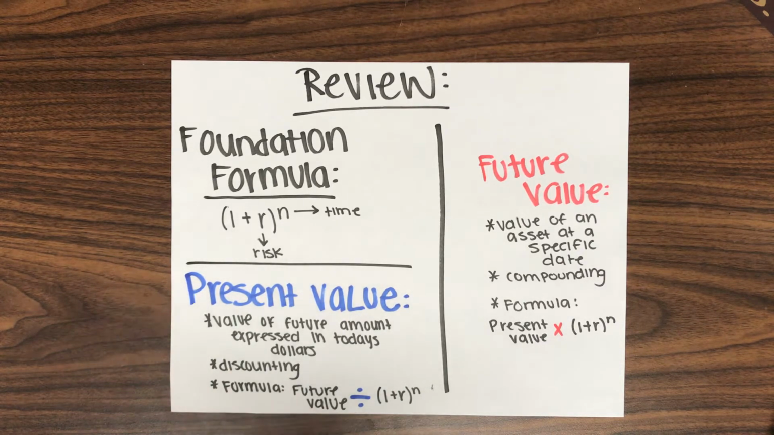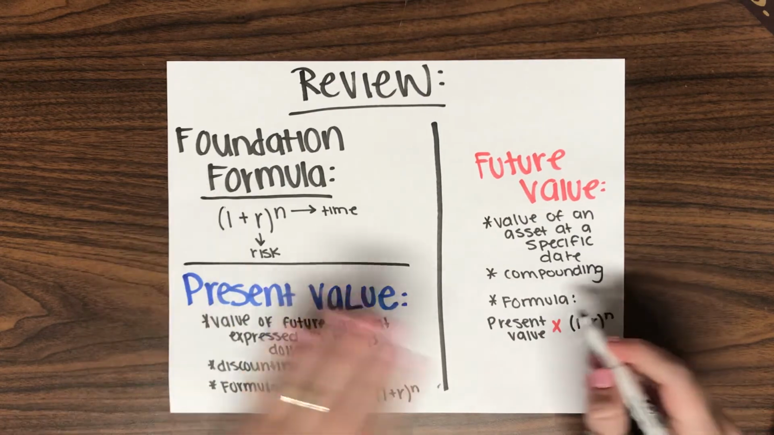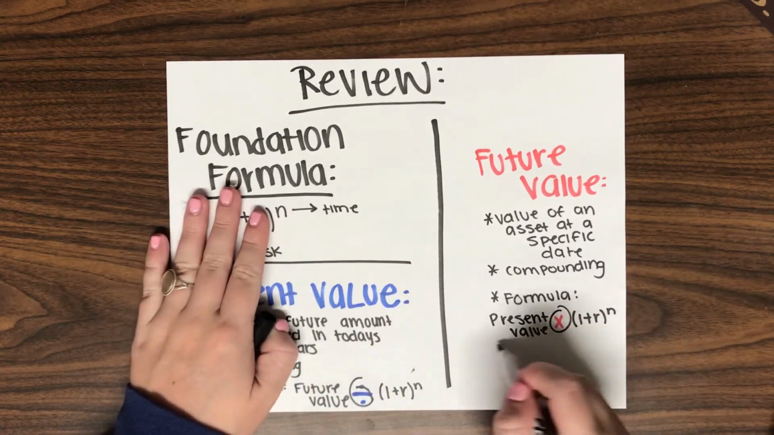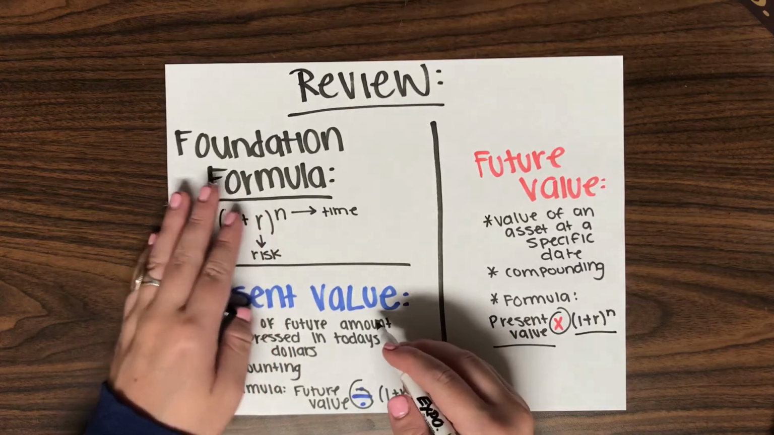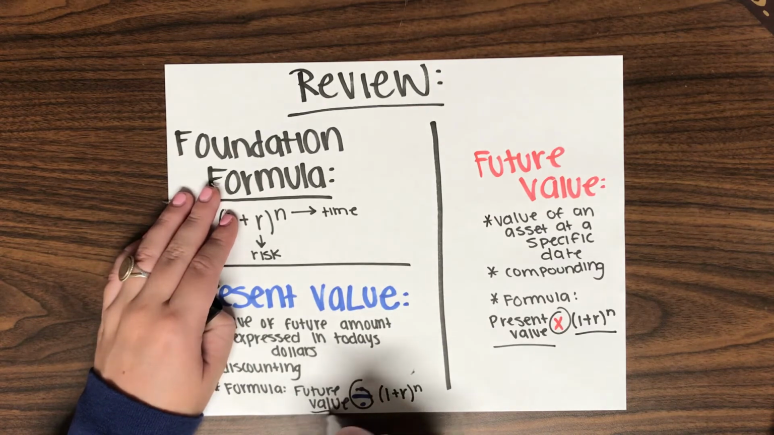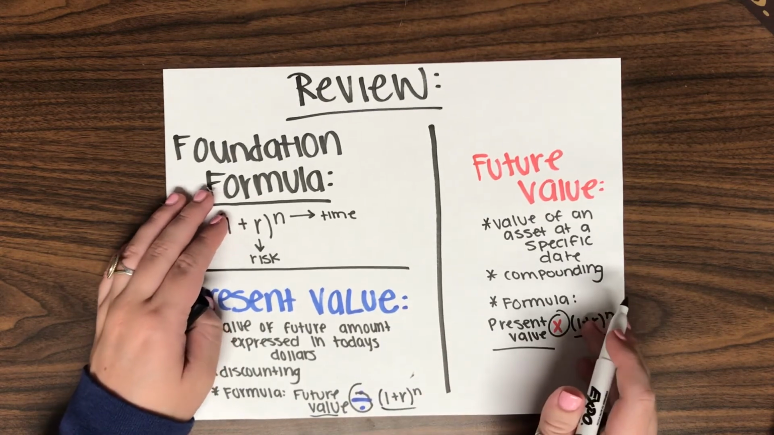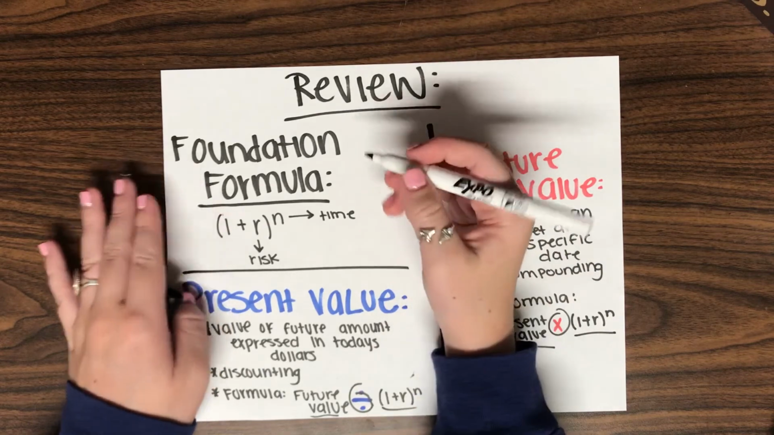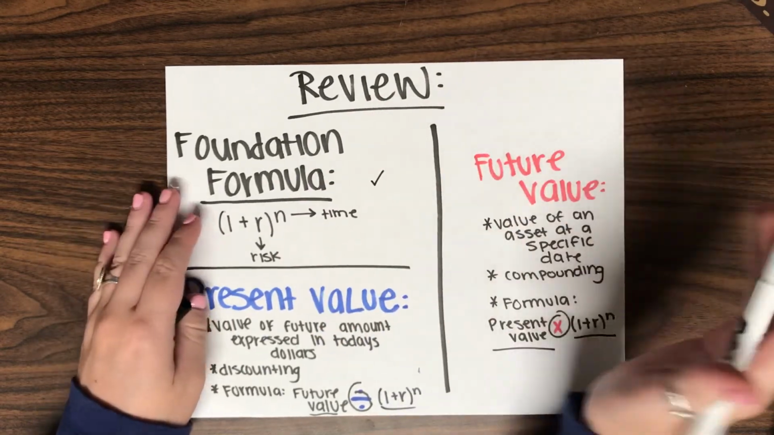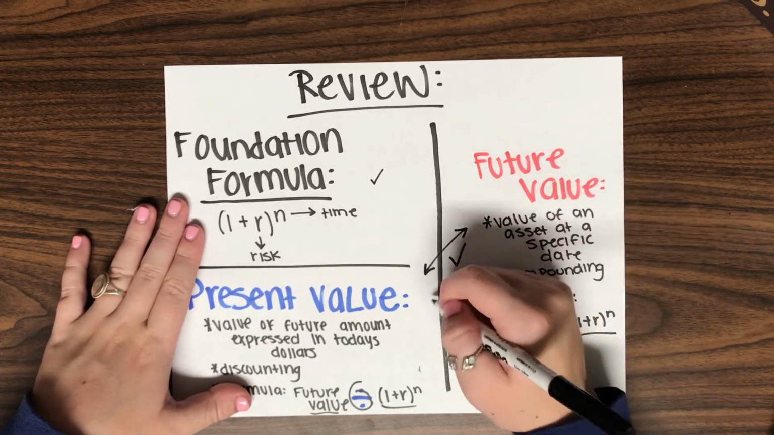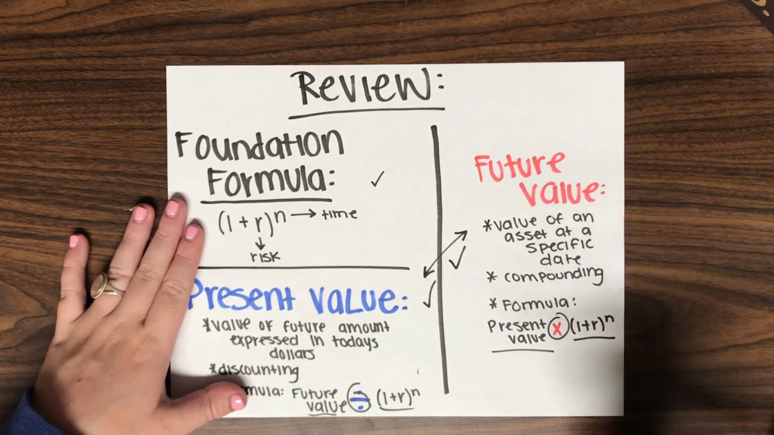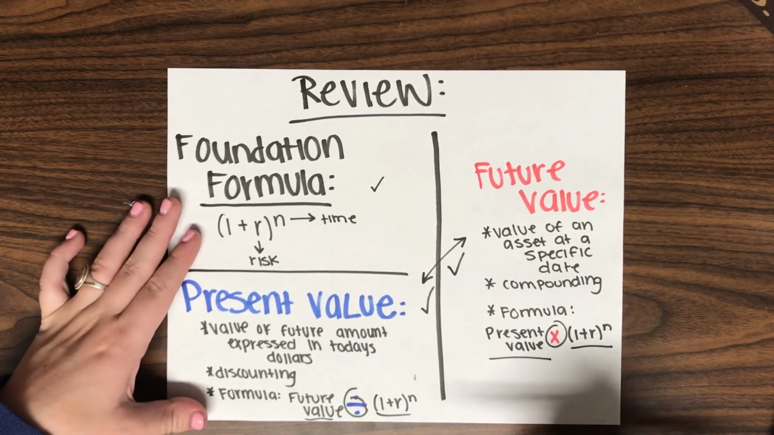So our formula is present value times 1 plus r to the power of n. Remember that the main difference between these is division and multiplication. Future value is present value times our factor, and present value is future value divided by our factor. So these are derived from the foundation formula. As well, you can use present value and future value to check each other, so you know that your future value equation was correct and your present value equation was correct.